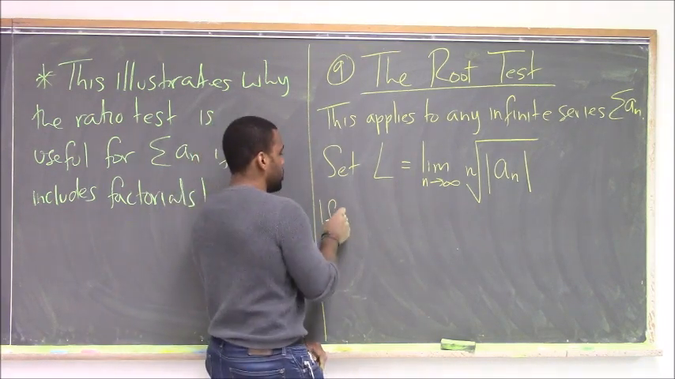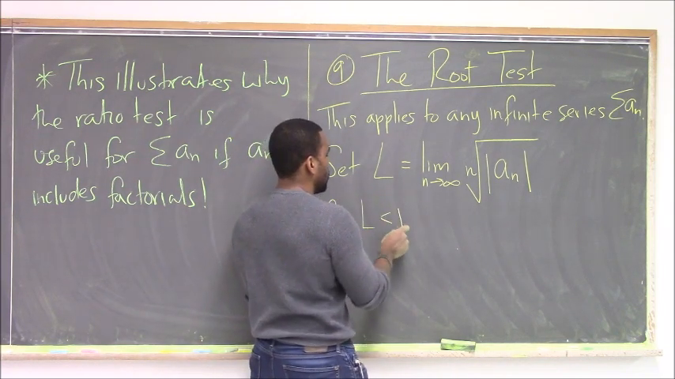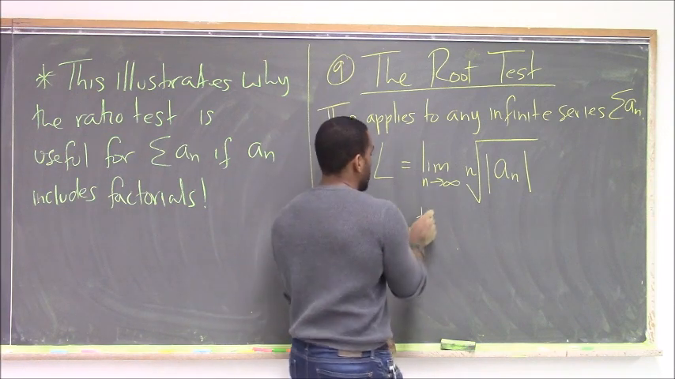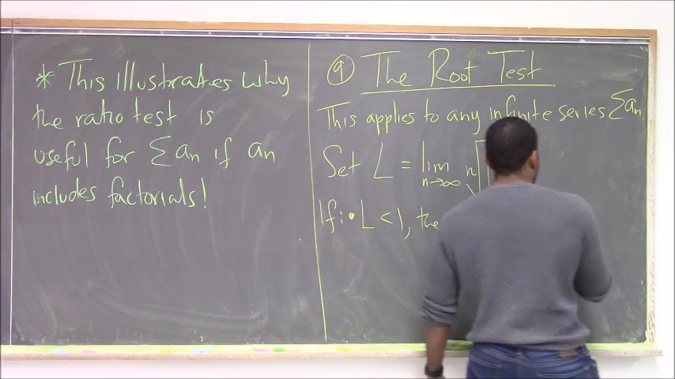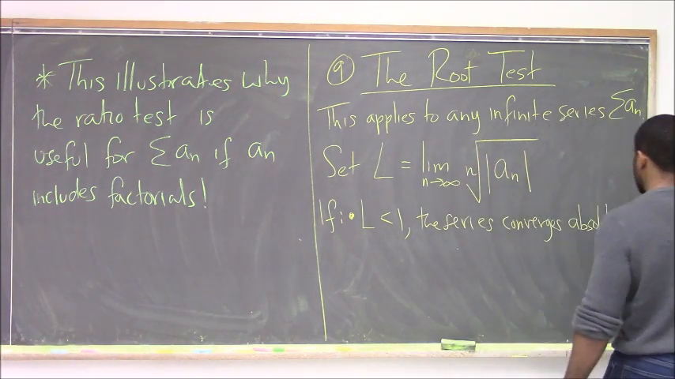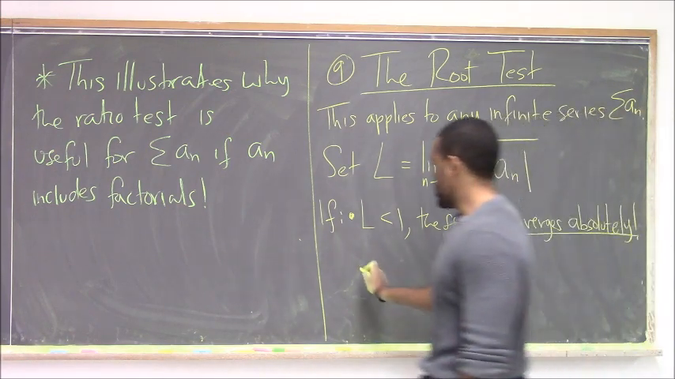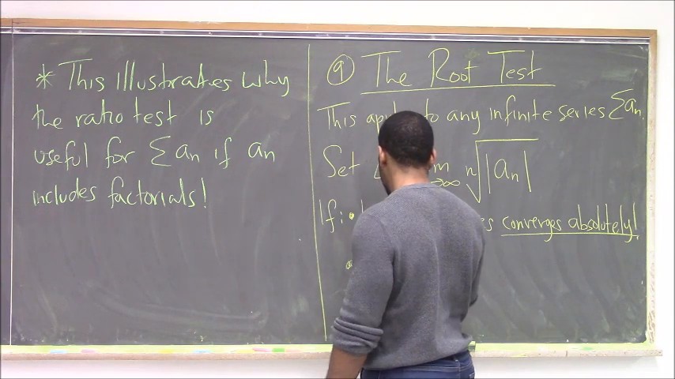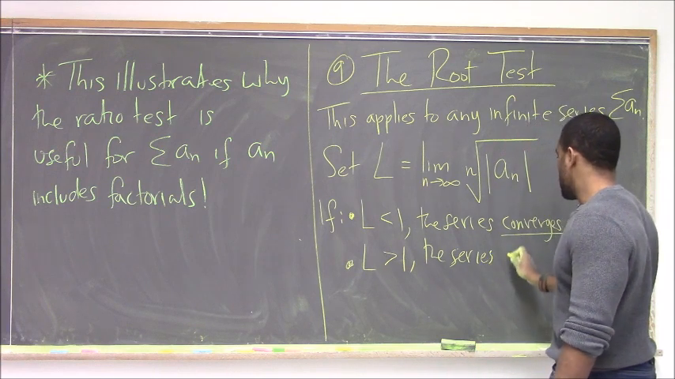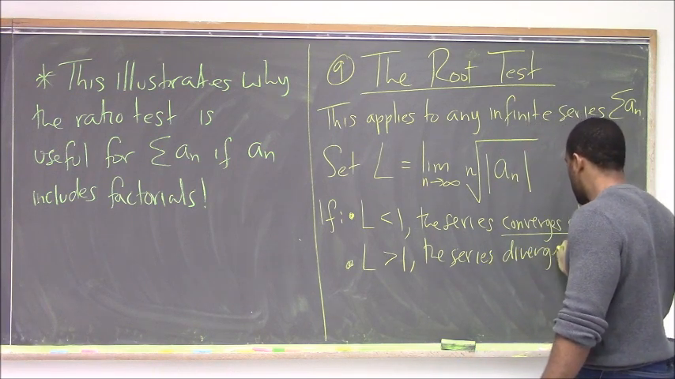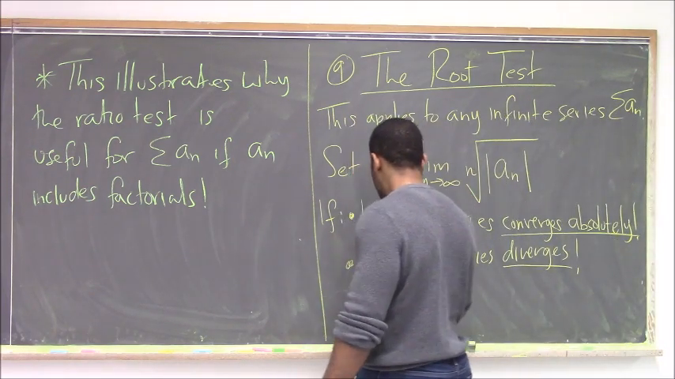And here are some conclusions. If L is less than 1, the series converges. Not only does it converge, but it converges absolutely. The conclusions look pretty much exactly the same as the ratio test, actually. The series diverges if this limit is greater than 1. And if L equals 1, no conclusion.